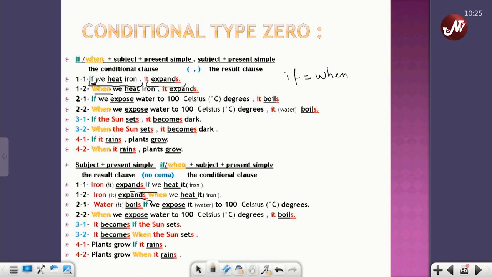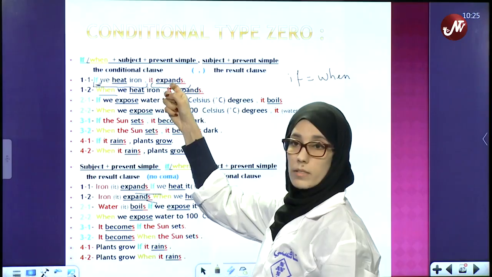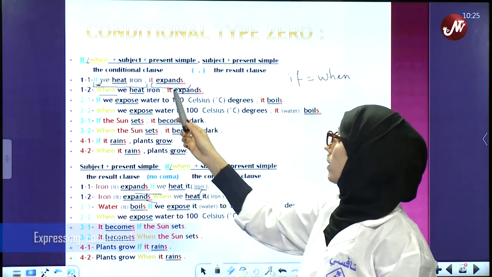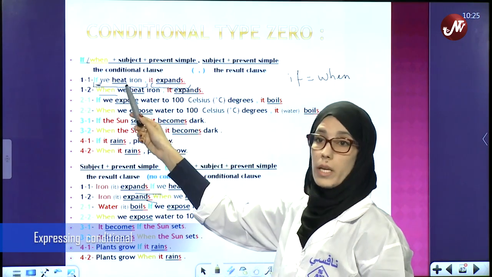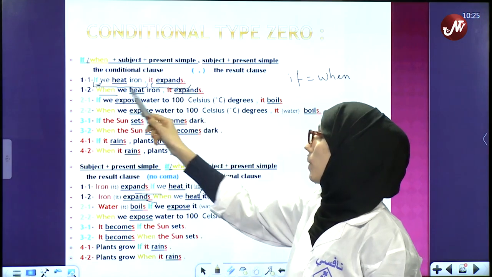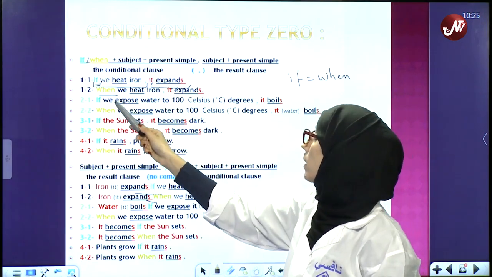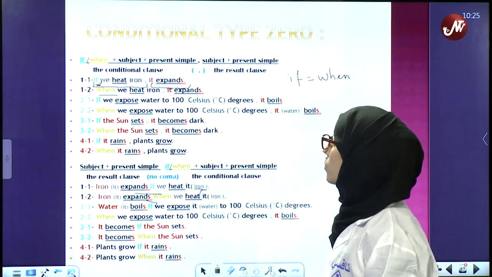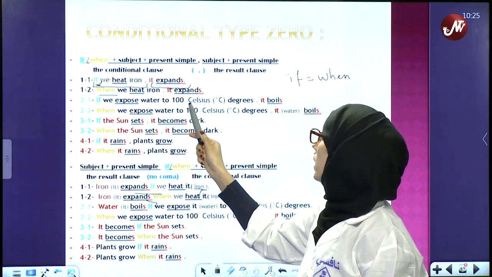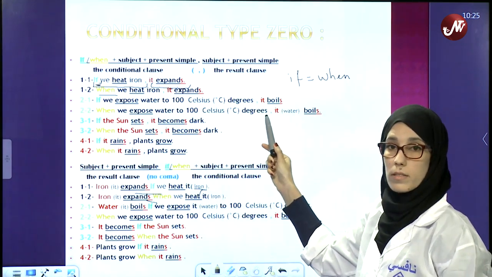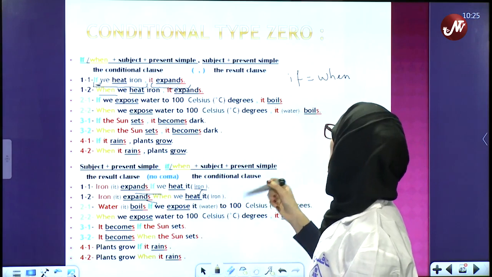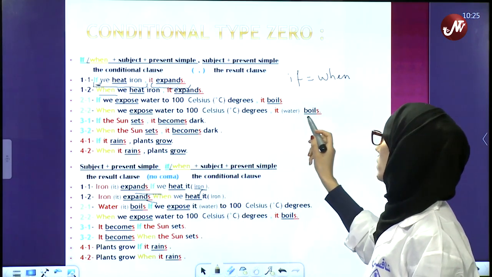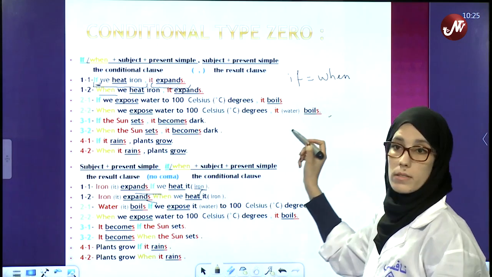So let's reverse the result clause with the condition clause. What do we say? We say, iron expands if we hit it. Or we can say, when we hit iron, it expands. Both are correct. So, if we expose water to 100 Celsius degrees, it boils. So this is also a scientific truth. When we expose water to 100 Celsius degrees, water boils.